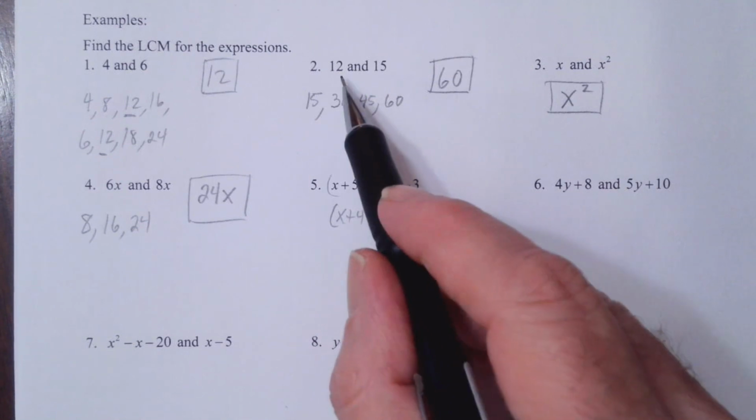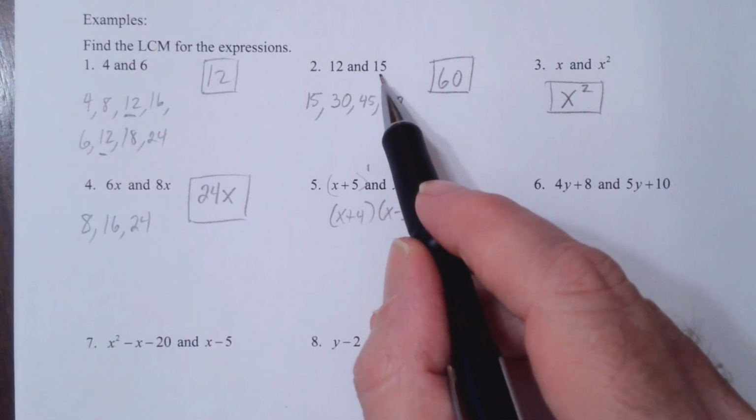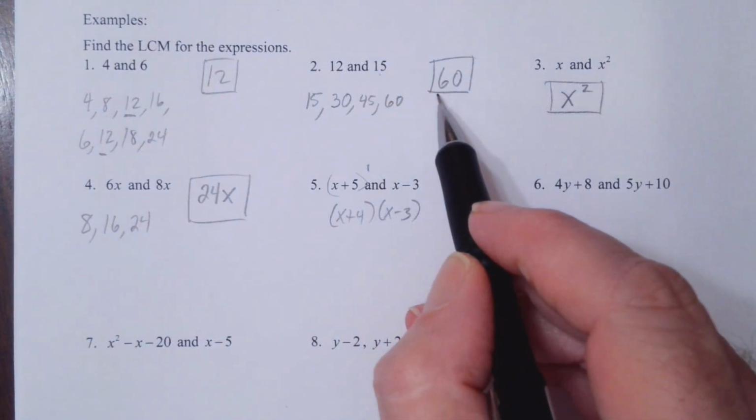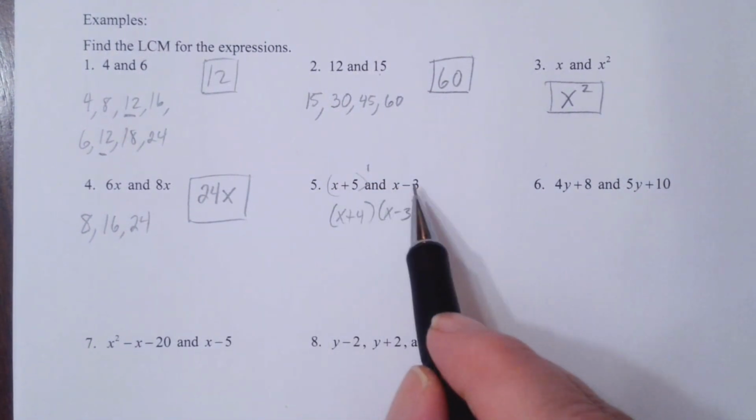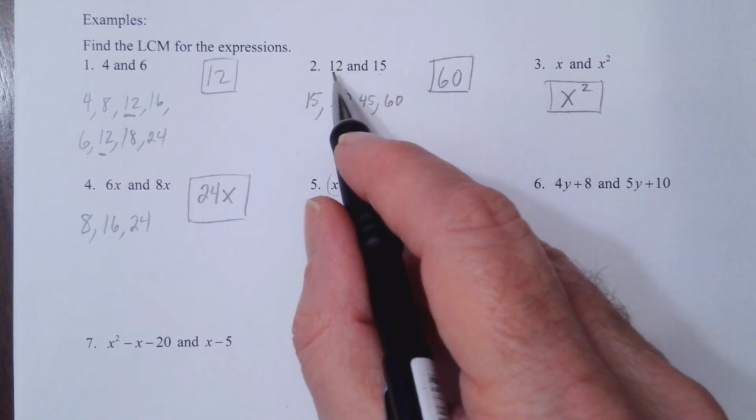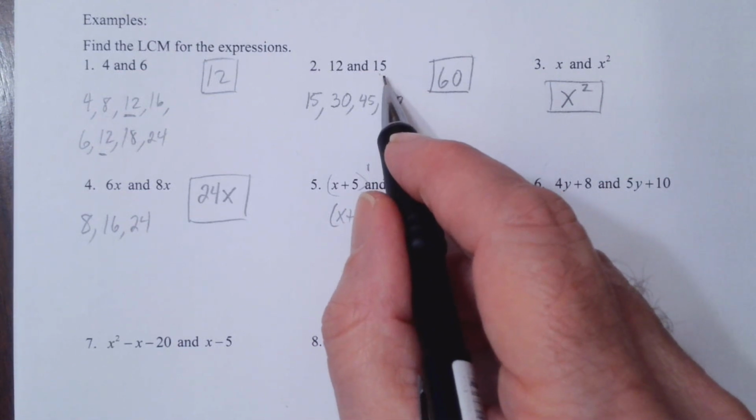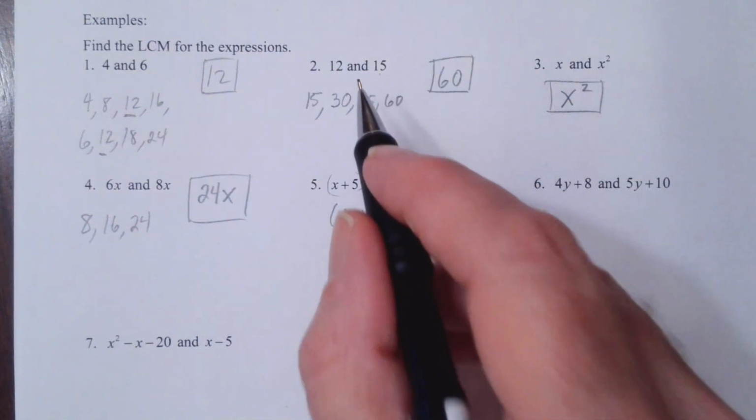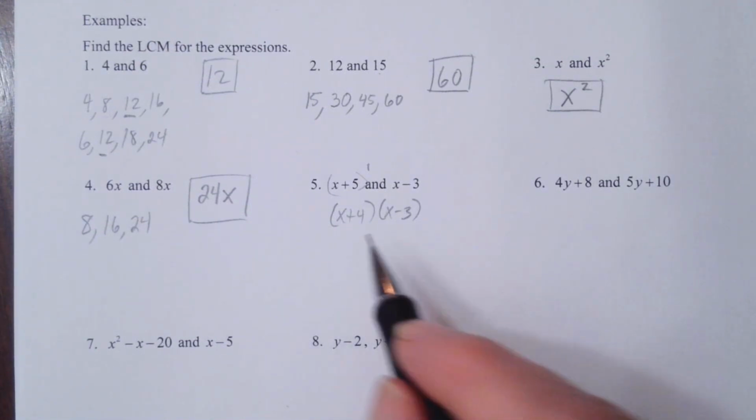Now, I do want to point out, for example, here, we could have multiplied 12 times 15, and we could have gotten a multiple of 12 and 15, but it wouldn't be the smallest or the least common multiple. But if we don't know what the factors are, we don't have any choice but to multiply them. So anytime you multiply the two numbers, you're going to get a common multiple. It's just not necessarily the least common multiple, but with algebraic factors, all we can do is multiply.